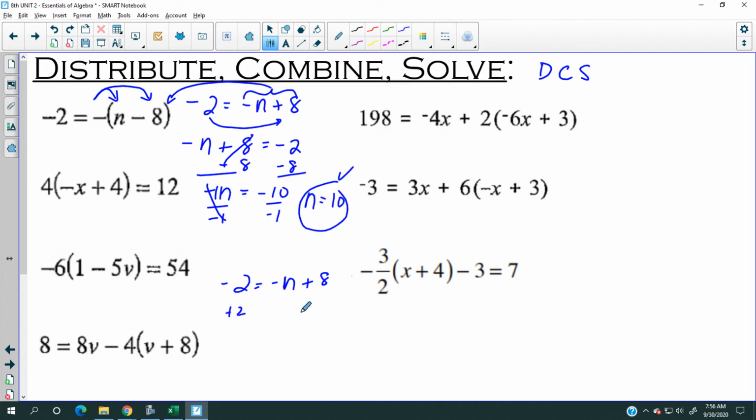Don't add 2 here. Why? That turns into a 0. Like you don't want that, right? Remember what I said at the very beginning? I want one letter equaling one number. So that doesn't help you.